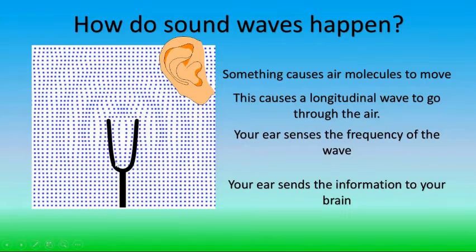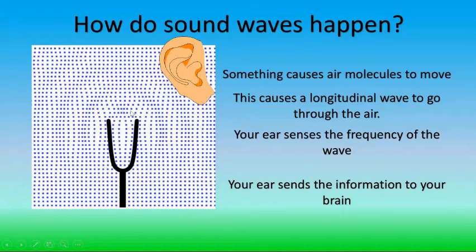Well, you don't directly hear the tuning fork. What happens is the tuning fork will bump into the air molecules, and it's going to bump into the air molecules with the same frequency that it's vibrating itself. And those air molecules are going to bump into each other, which sends a sound wave off in all directions. Okay, sound waves will go through the air and they'll go in all directions.